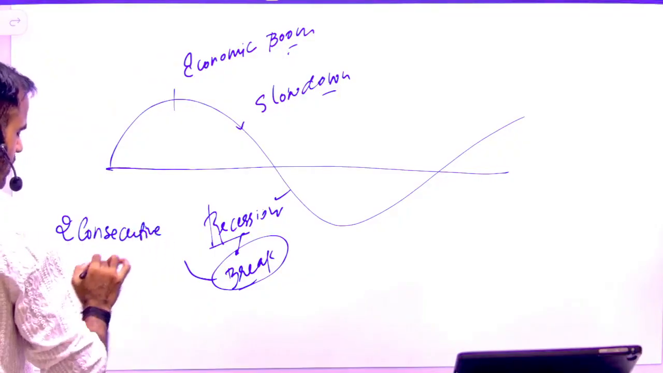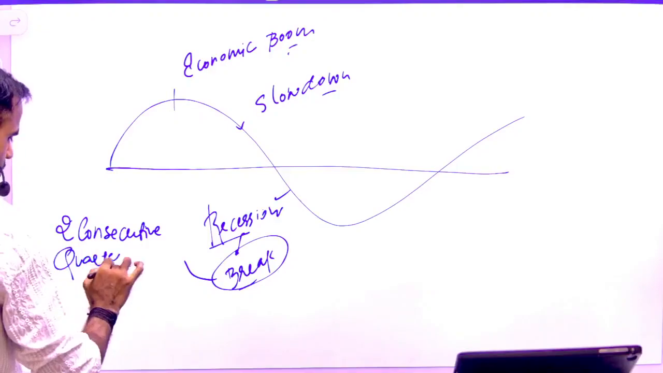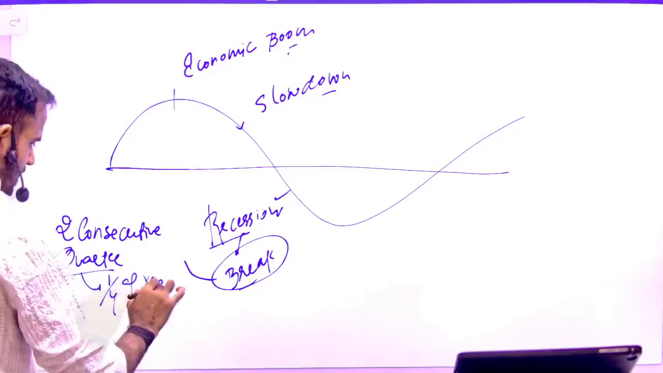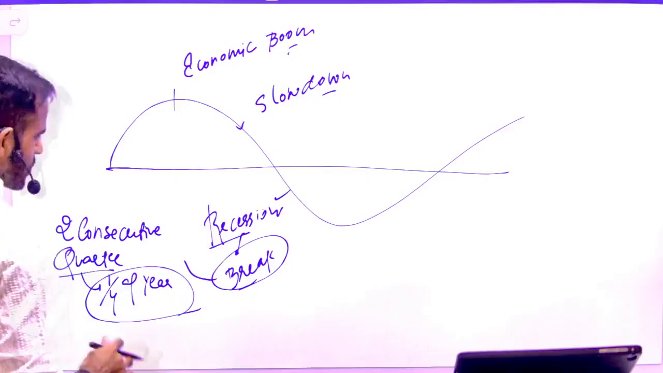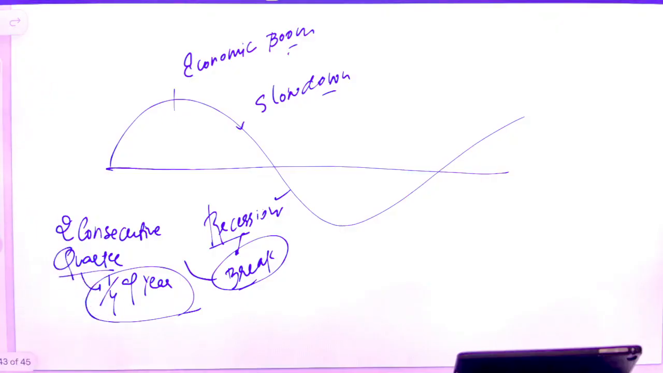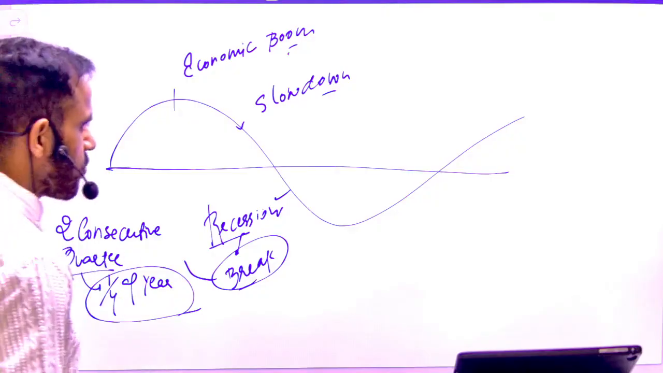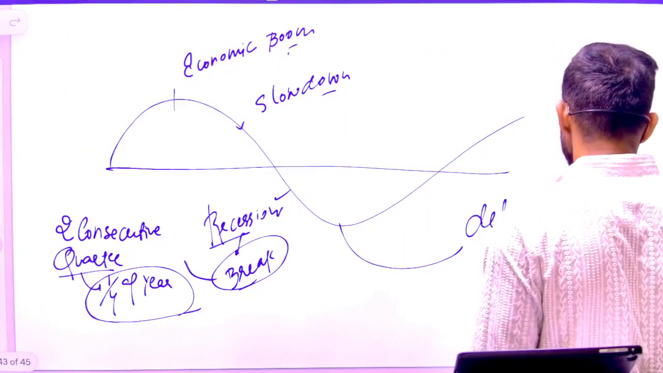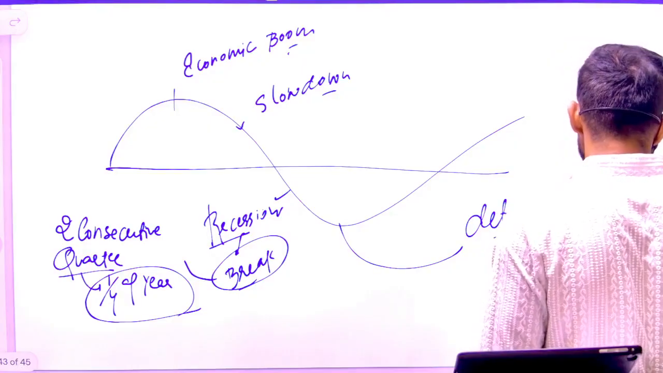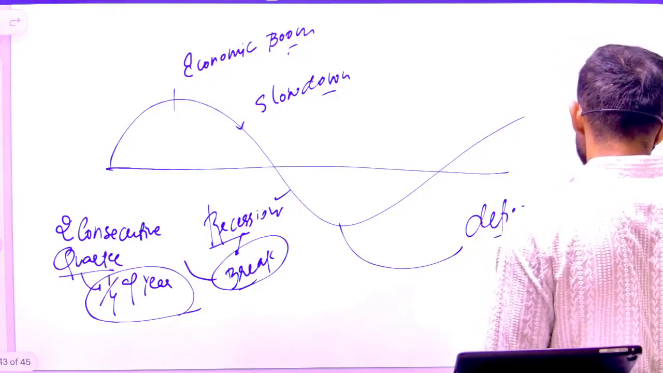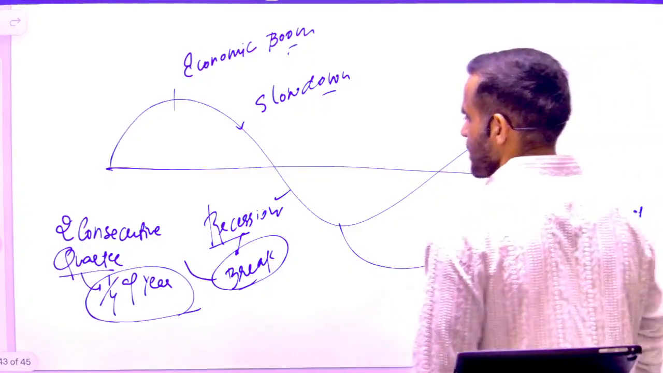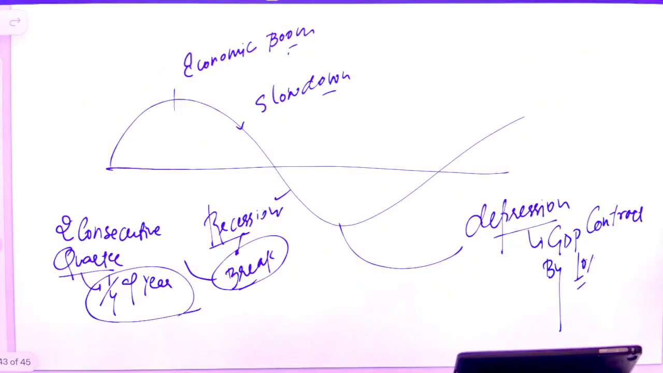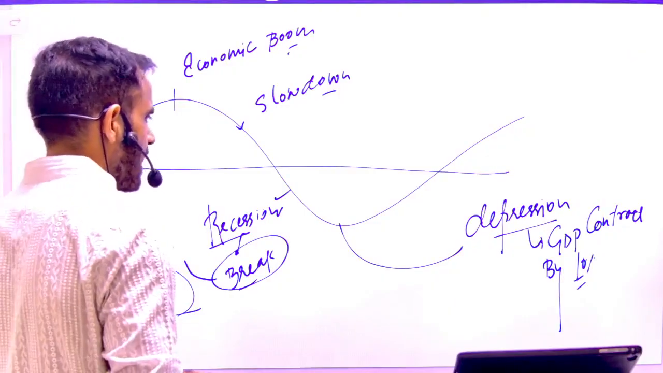Break what? If our production is going down for 2 consecutive quarters, consecutive basically means back to back, and a quarter is one-fourth of the year, that simply means a duration of 3 months. So if our production is going down for 2 consecutive quarters, that is referred to as recession. And then there is one more time, that is depression. What is depression? When GDP contracts, basically means squeezes, by 10% or more, that is the time period of depression. Okay, so we have covered 4 scenarios: economic boom, slowdown, recession, and depression.